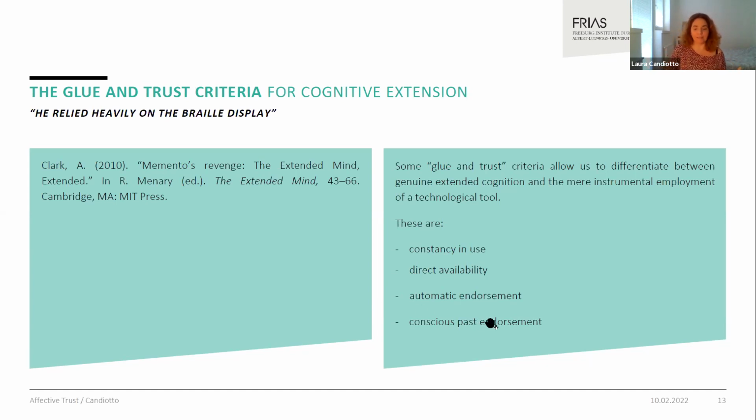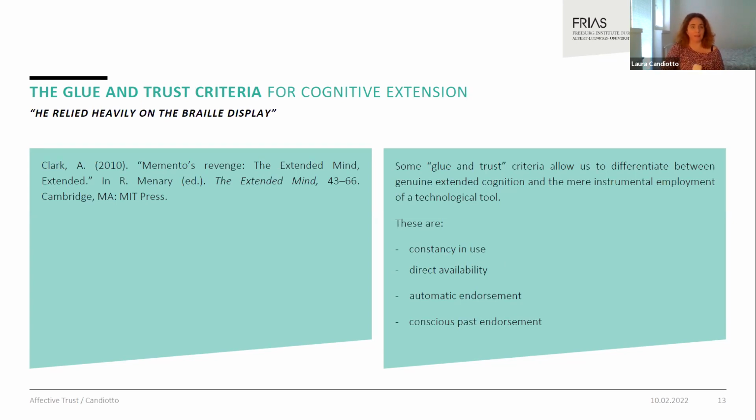So the idea is that at the start you choose, you want to use this AT, so you start to learn how to use it, and from there habits of integration start to develop, and you can get to the automatic endorsement. So, well, I think that these criteria are very helpful.